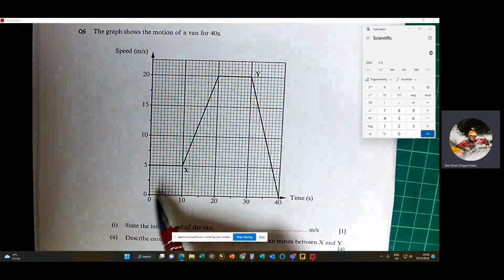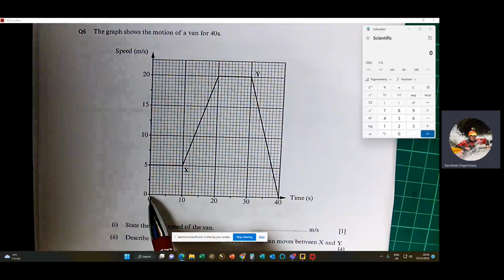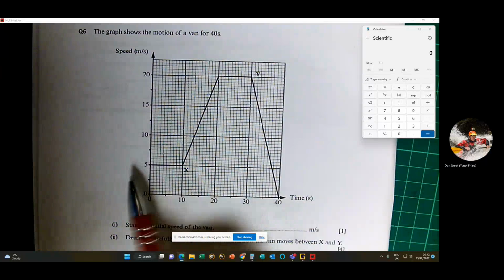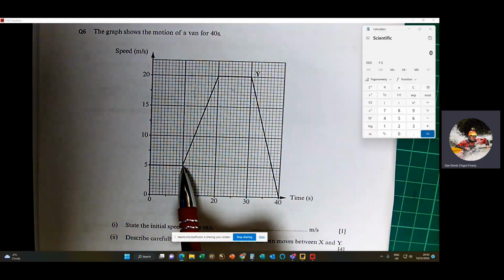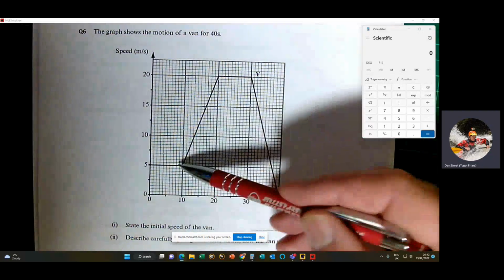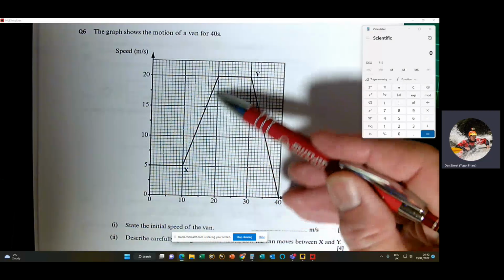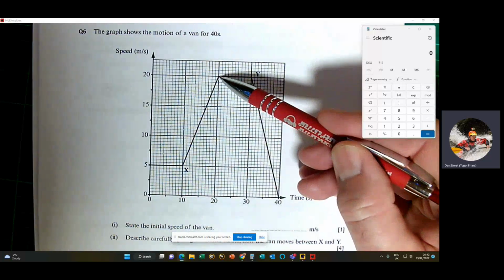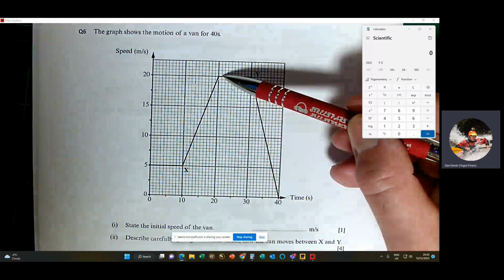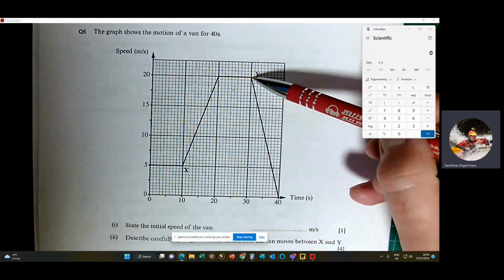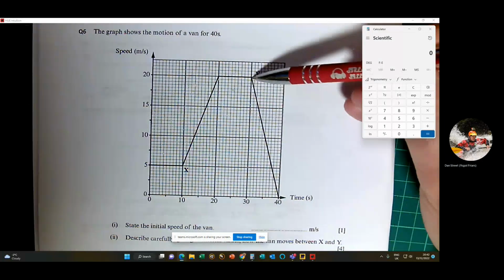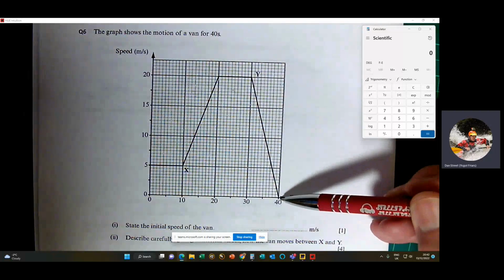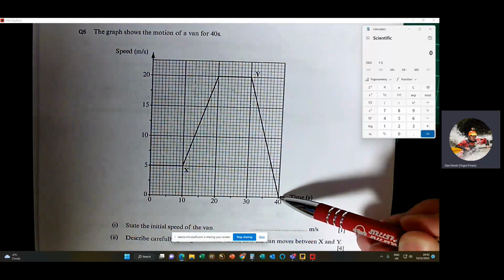Okay, so at the point at which the van started to be measured, if you like, it was doing 5 meters per second. For 10 seconds it remained at constant speed until point X, at which point it accelerated for 10 seconds between 10 and 20 to 20 meters per second. At that point it remained at constant velocity for another 10 seconds between 20 and 30, whereby it decelerated from 20 meters per second down to 0 again in another 10 seconds.